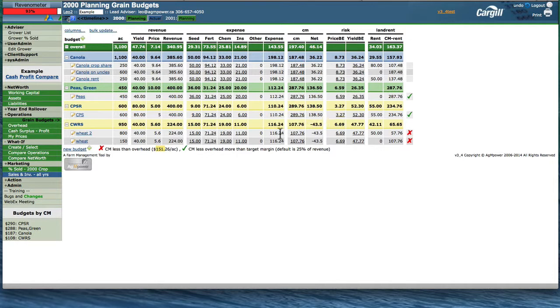Just a reminder about rent. Rent is included in the overhead number, so we don't need to subtract it and figure it into the price break-even calculations. It's here just for reference.